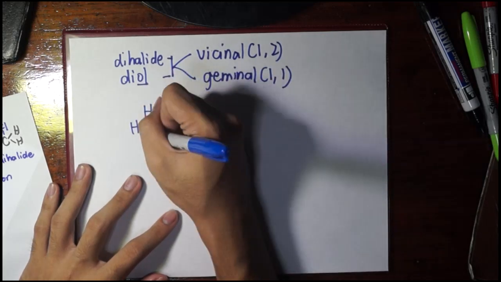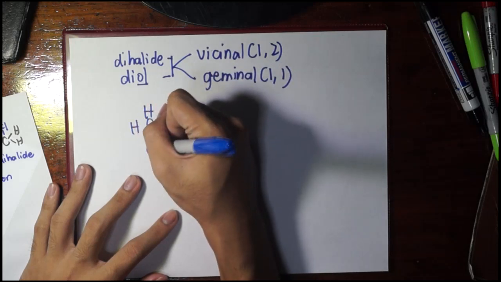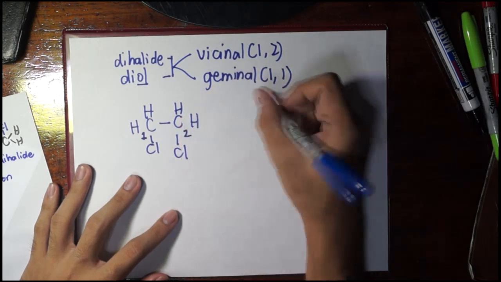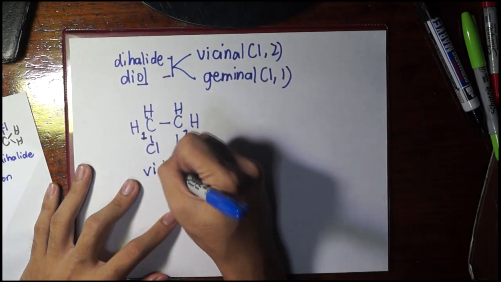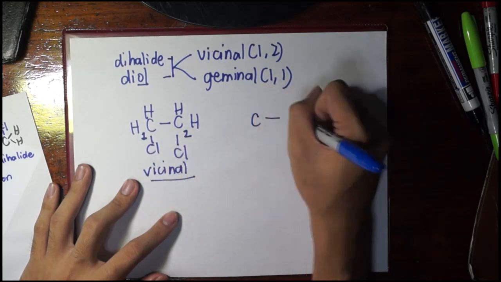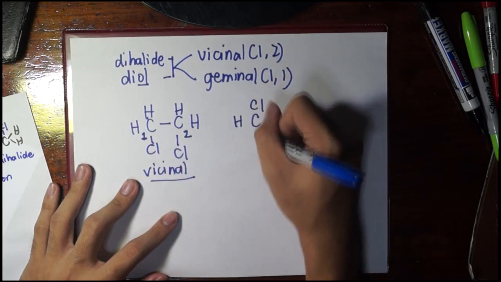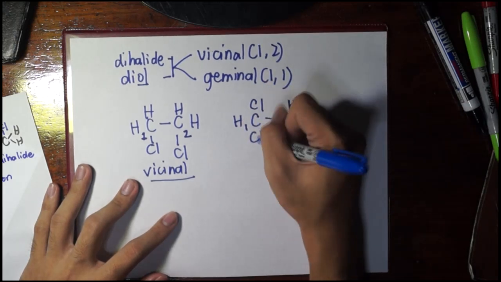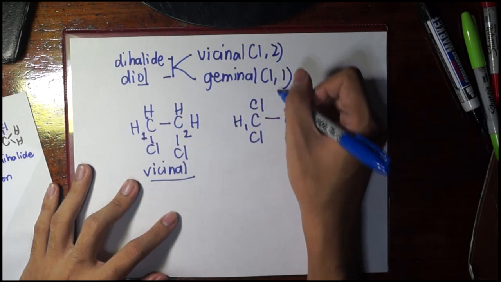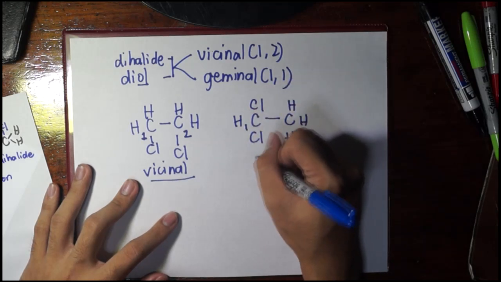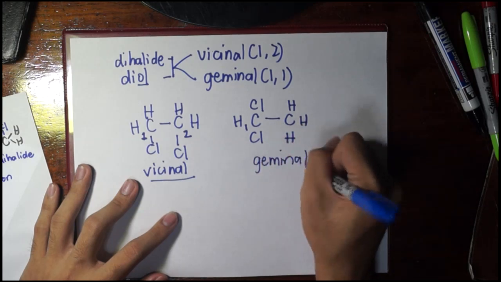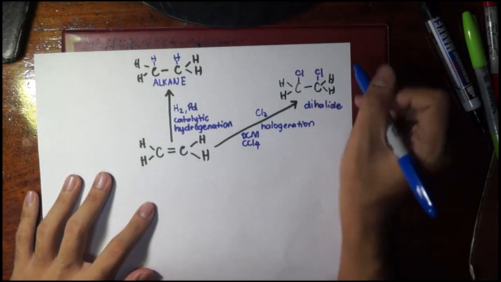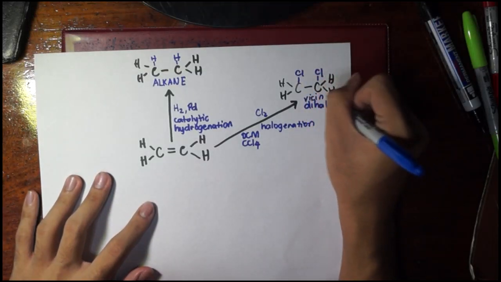This is vicinal. Why? Because one of the chlorines is on carbon number 1 and one of them on carbon number 2. This is vicinal. Alright. While here, let's draw an example of a geminal dihalide. This is a geminal dihalide because both of the chlorine atoms are on carbon number 1. So this is geminal. And look at the structure again of this dihalide. This is placement in 1, 2, so this should be a vicinal dihalide.